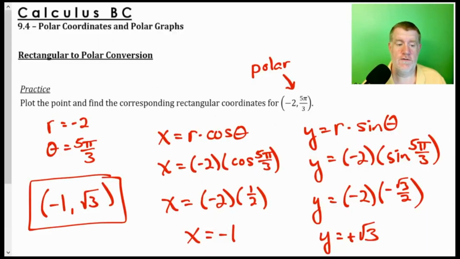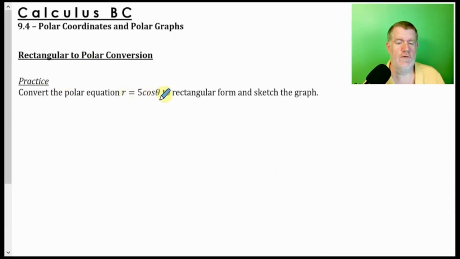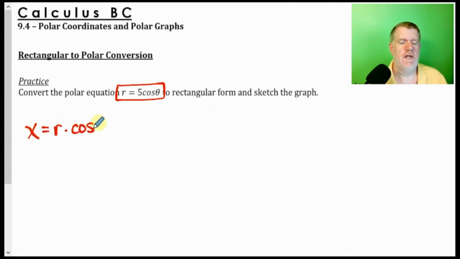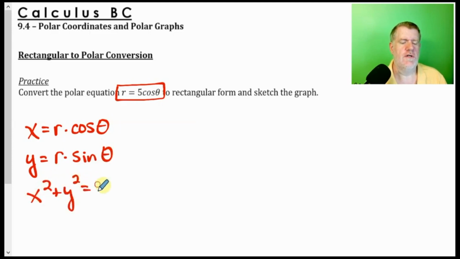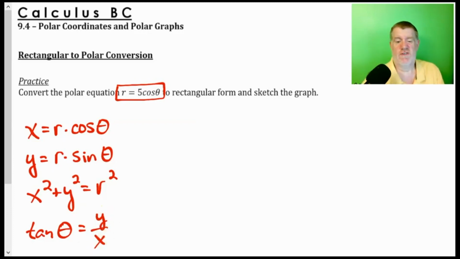Alright, let's move on. Now we're going to convert this entire polar equation to rectangular form. Let's see what we know. We know that x equals r cosine of theta. Oh, interesting, that's kind of flirting in there somewhere. We know that y equals r sine of theta. I know that x squared plus y squared equals r squared. And I also know that the tangent of theta equals y over x. Now some of these are going to be useful and some of them just totally irrelevant.